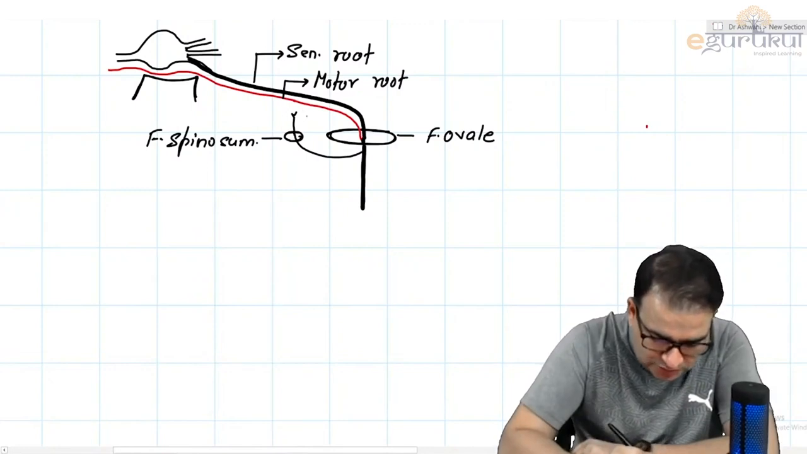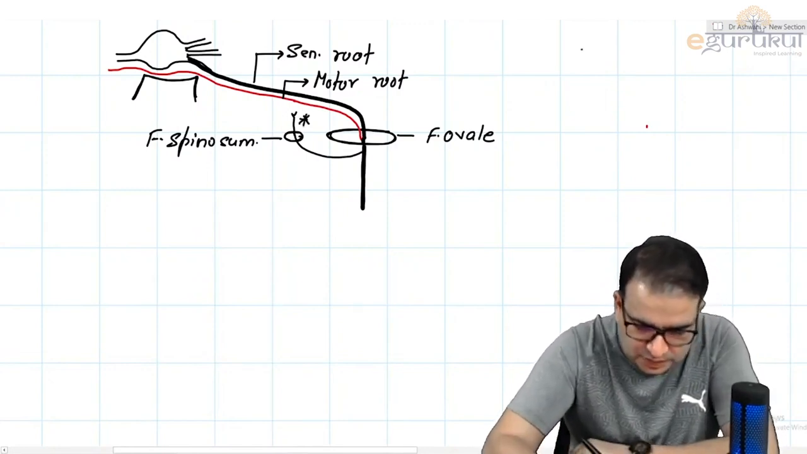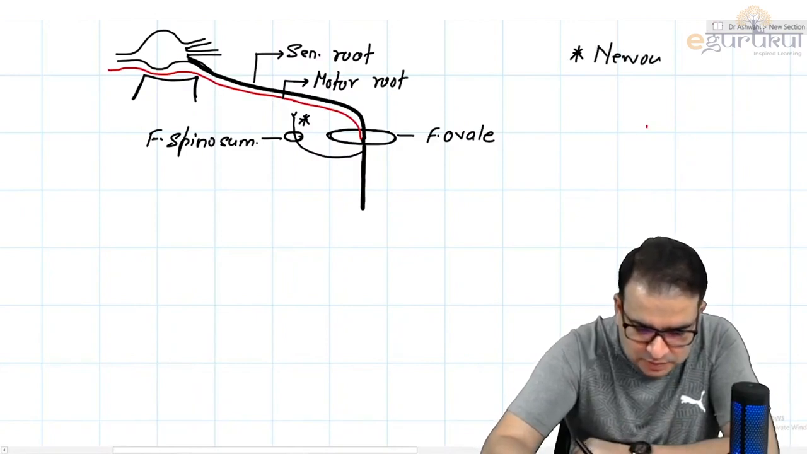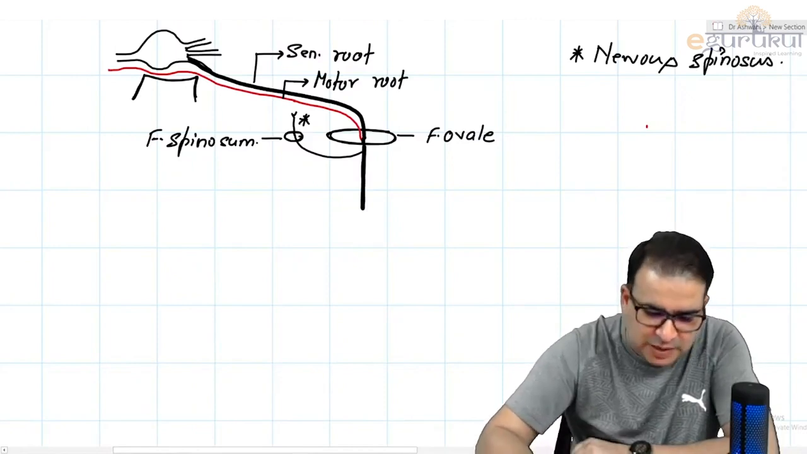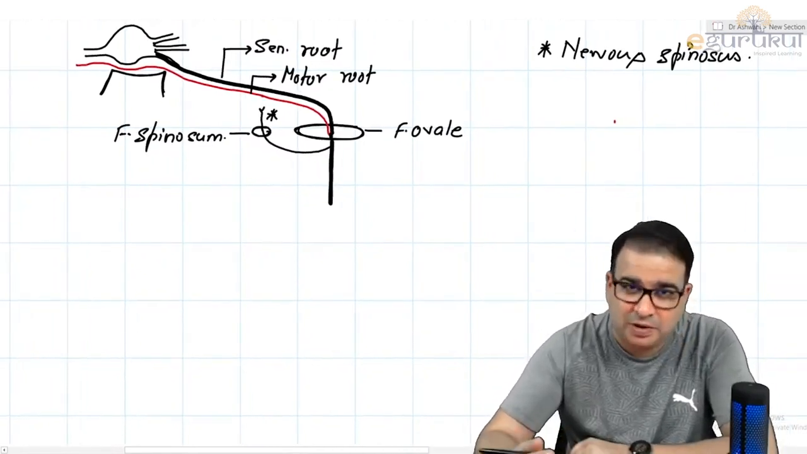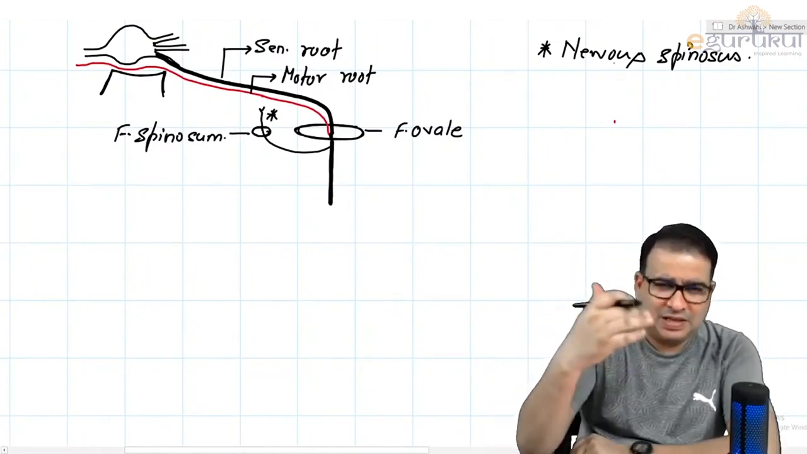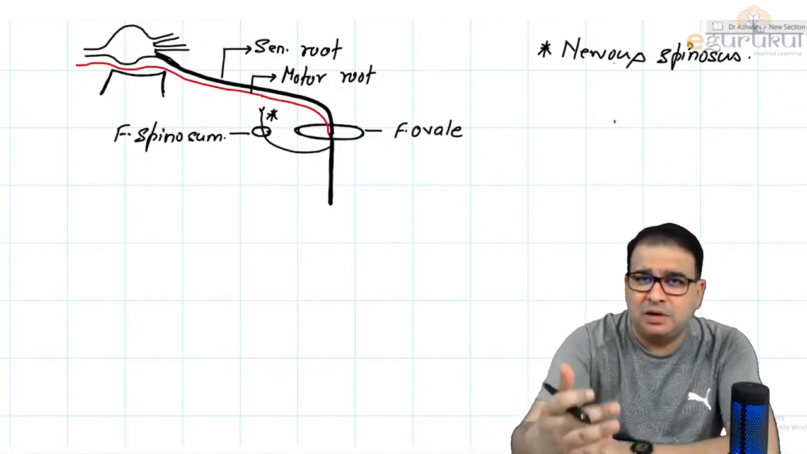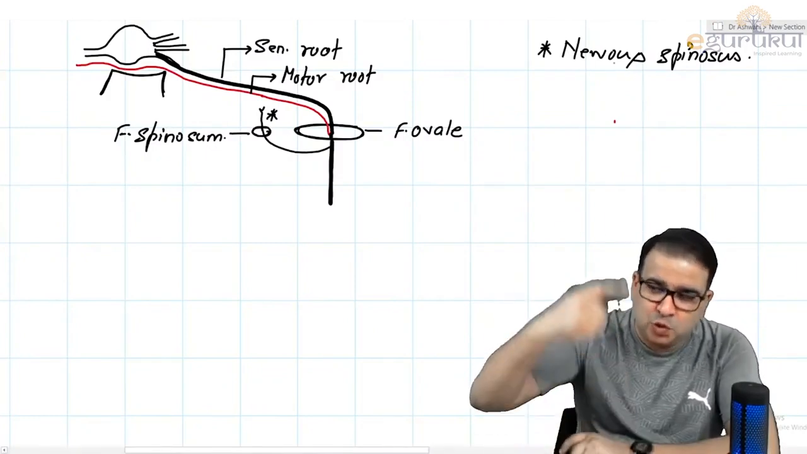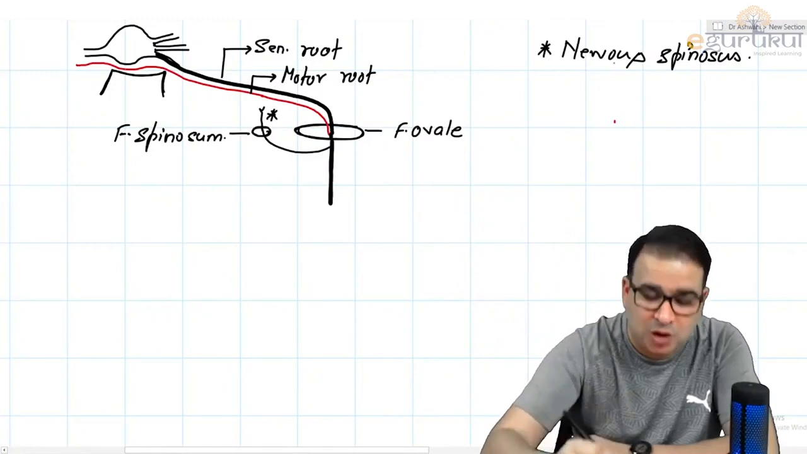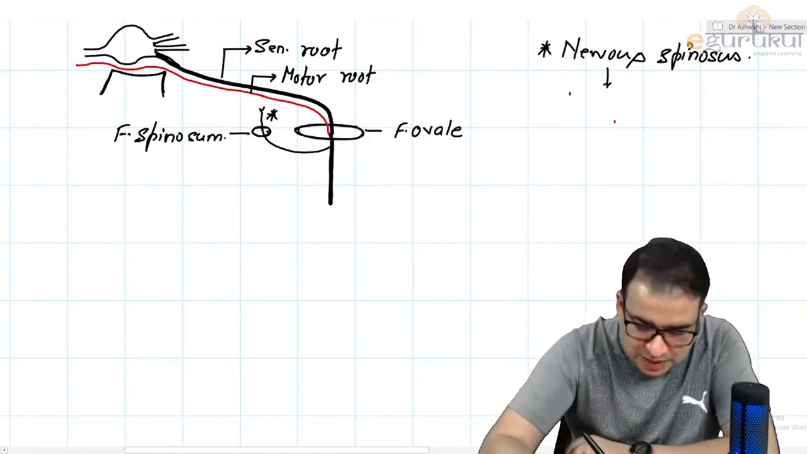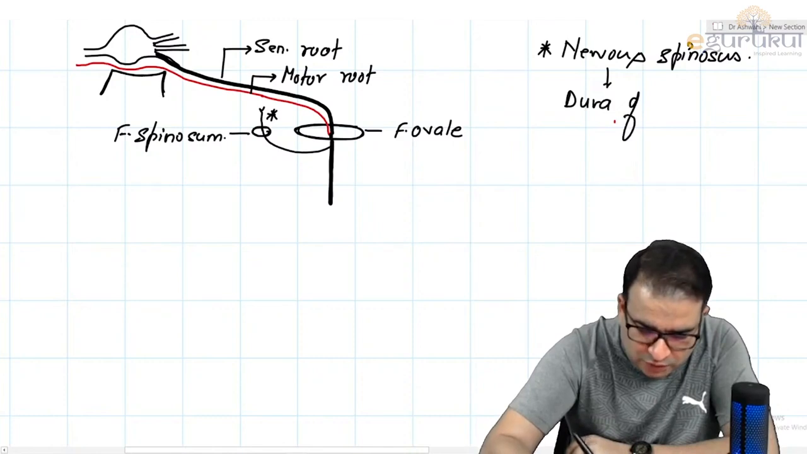I'm going to write about this nerve separately here. That nerve over there, which I put an asterisk mark here, is called the nervus spinosus, guys. Nervus spinosus, or you can say recurrent branch of mandibular nerve. Any nerve which goes back into the cranial cavity, whether it's a branch of maxillary nerve or mandibular nerve or any nerve, the only purpose to go back into the cranial cavity is to supply the dura mater. So this nerve is supplying the dura of middle cranial fossa.